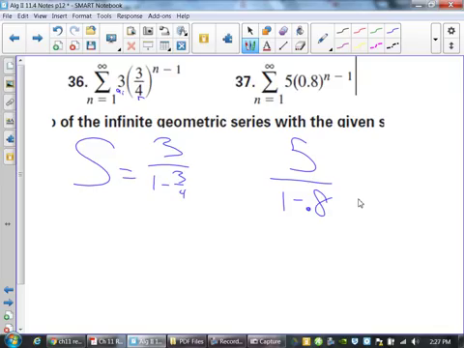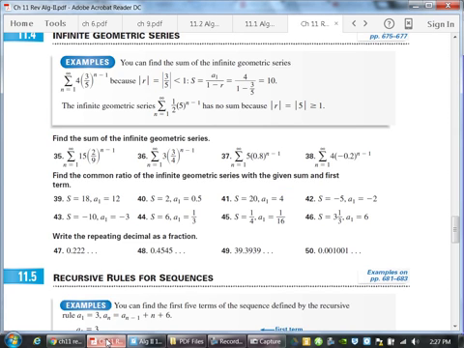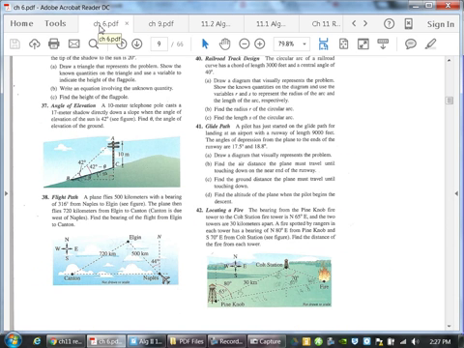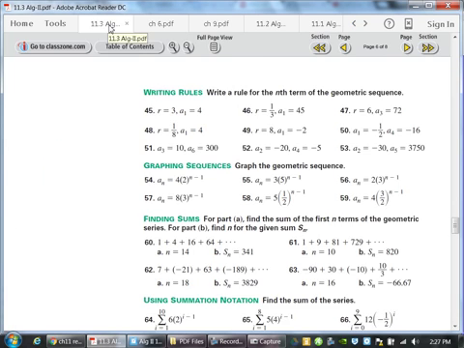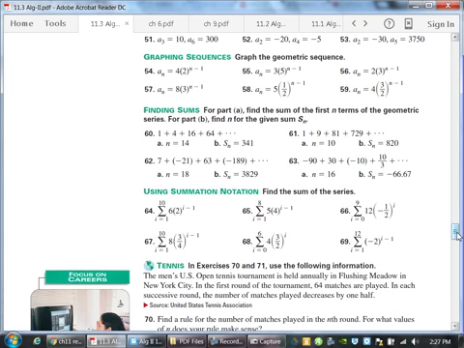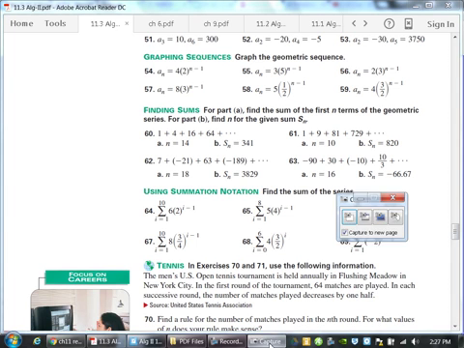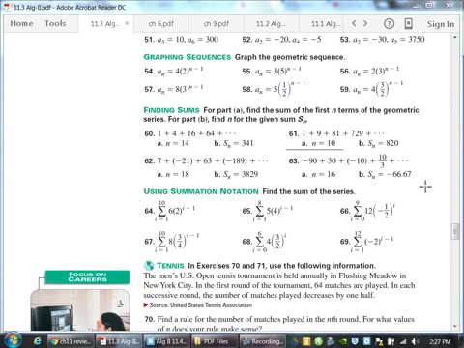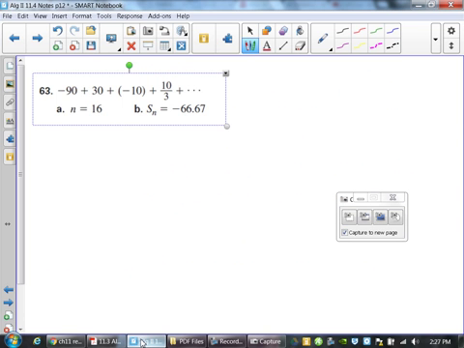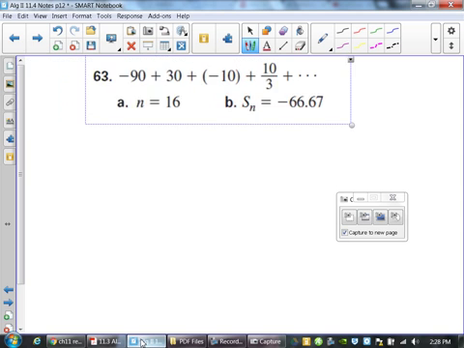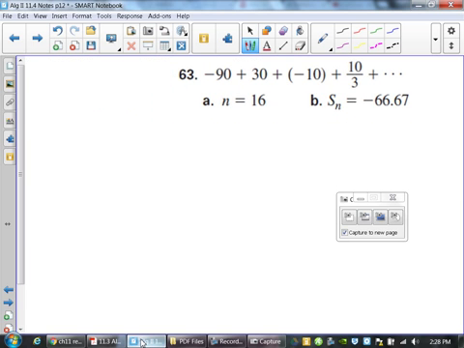There was one trick in 11.3. When you're looking at number 63, I'm going to walk you through this real quick. Hold on. My alarm jumped. This one gives you a really weird value. This is a geometric series. It told you it was. And it wants you to find the sum of the first 16 terms. So you're looking at a geometric series.